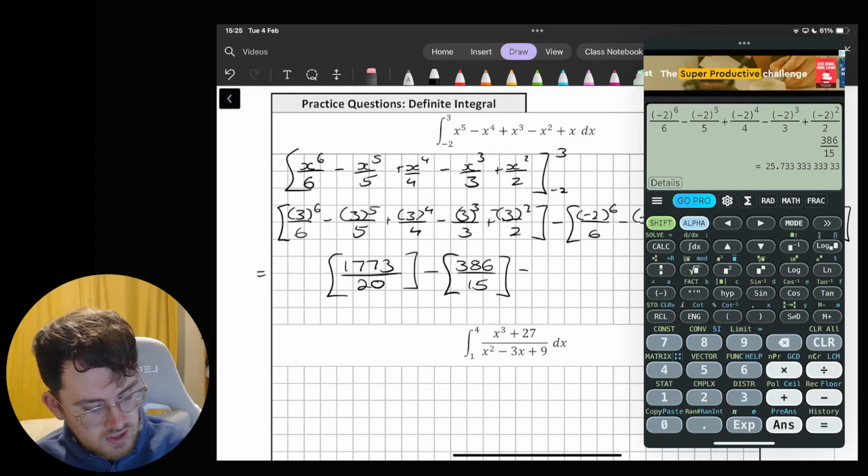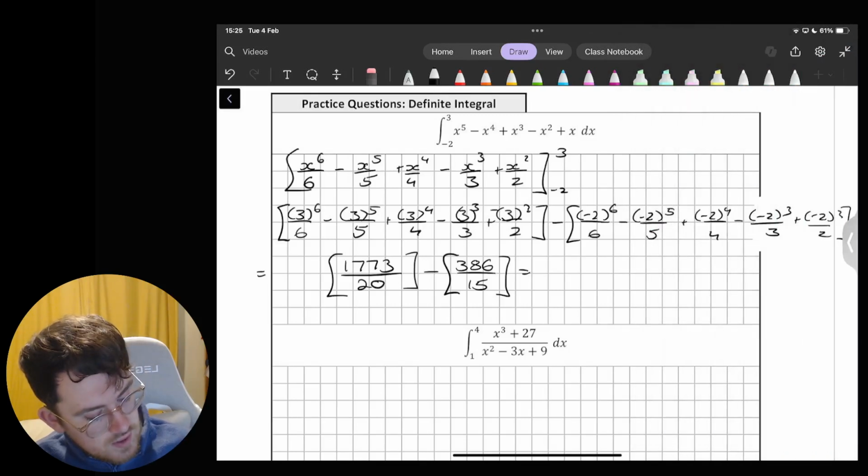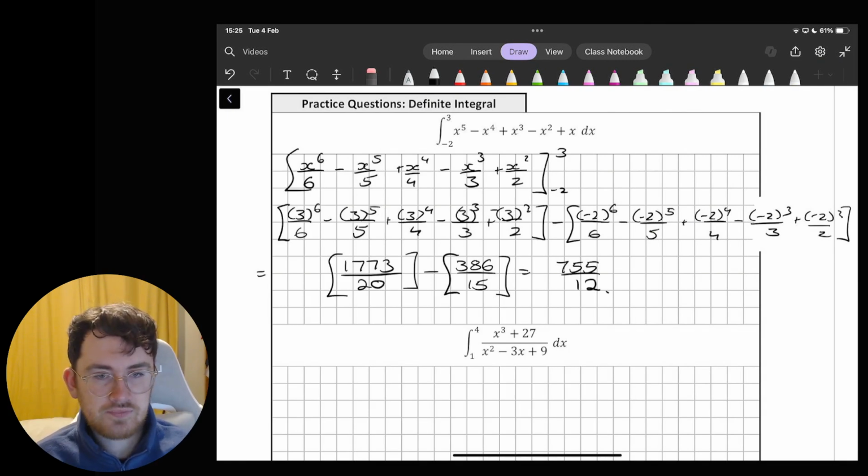So I'm expecting an overall positive answer here, which is what I've gotten. I suppose also, bearing in mind that maybe the positive numbers just outweigh the negative numbers in the calculation here. And we're getting 755 over 12. Okay, as I say, not the nicest answer, I suppose, but not our fault.